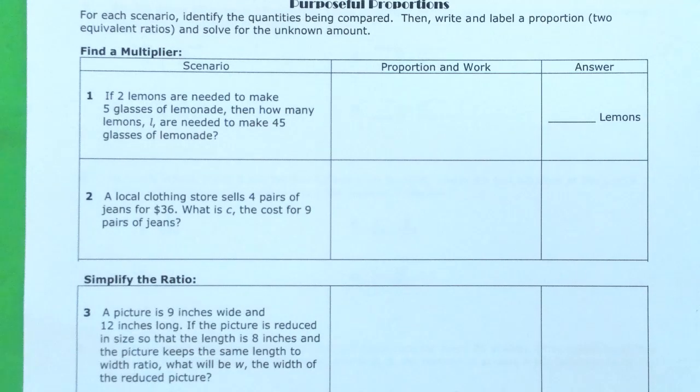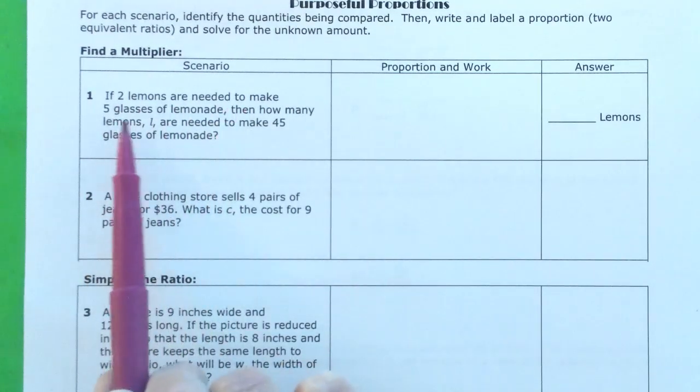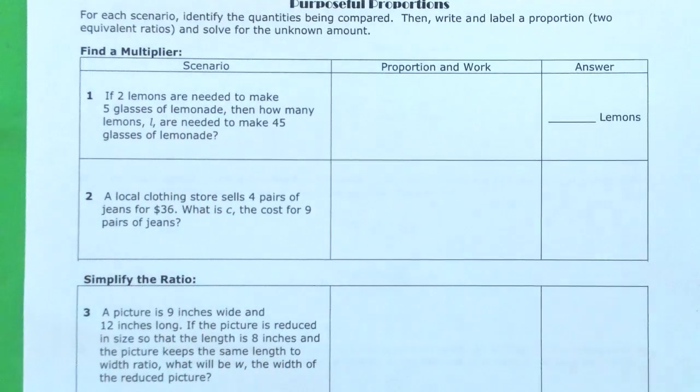For each scenario, identify the quantities being compared. Then write and label a proportion, 2 equivalent ratios, and solve the unknown amount. So basically build a best friend table and label it. Here we go. If 2 lemons are needed to make 5 glasses of lemonade. I have seen this before, haven't I?